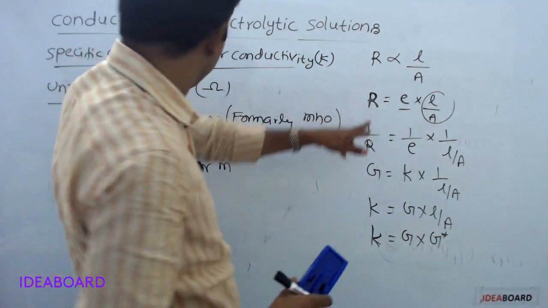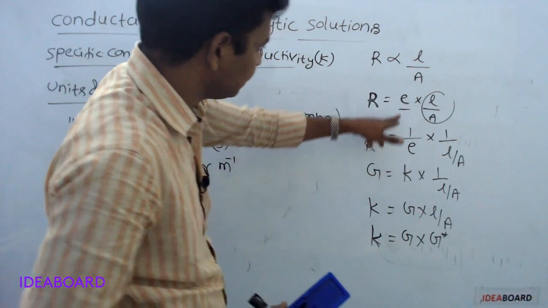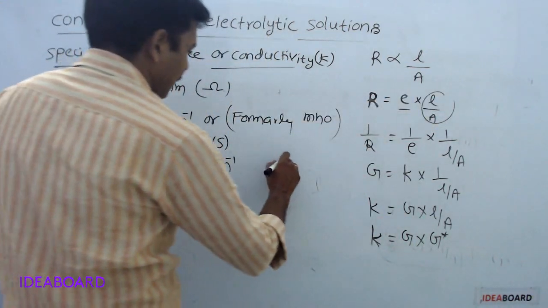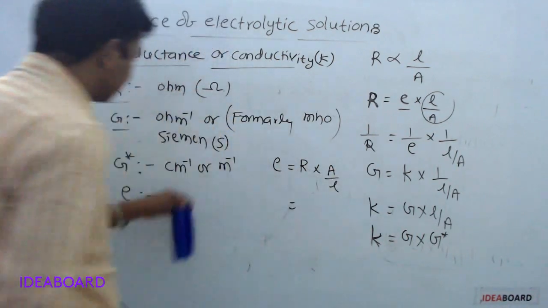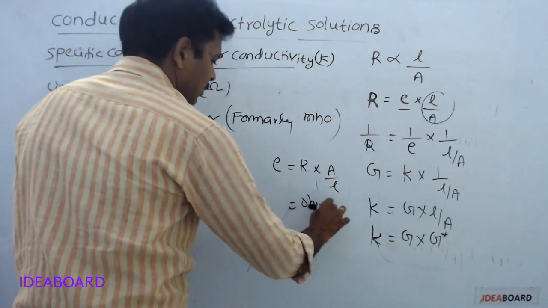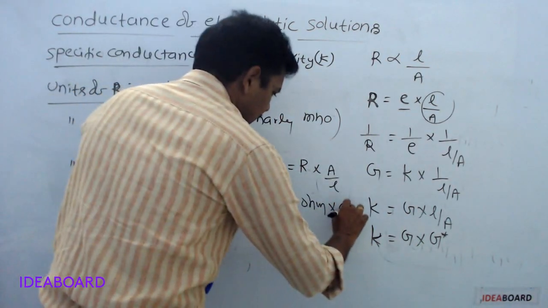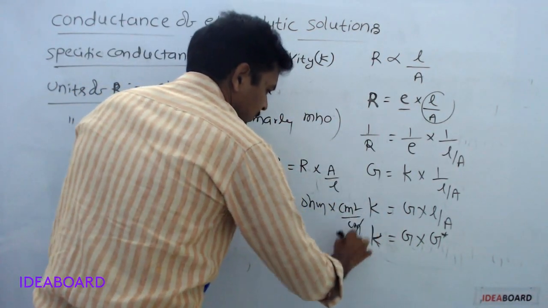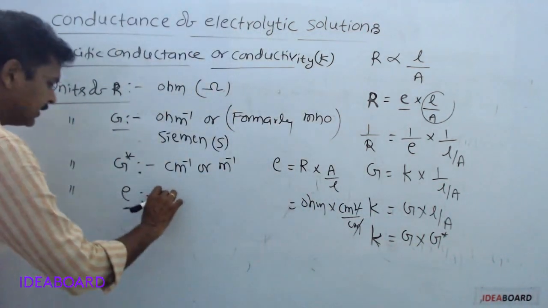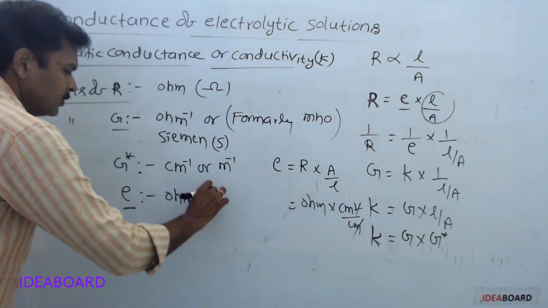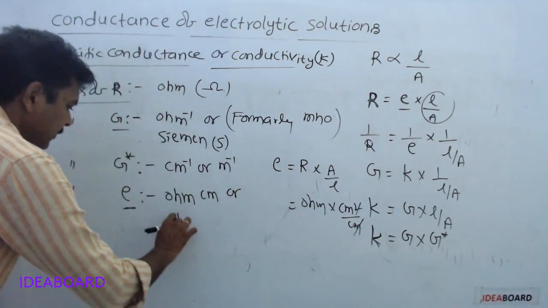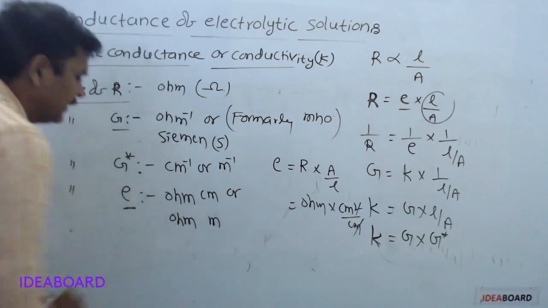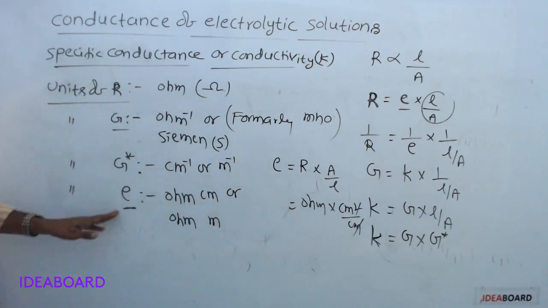Rho is nothing but R into A by L. This rho is equal to R into A by L. Resistance units ohm, into A units centimeter square, by centimeter. One centimeter will get cancelled. Then ohm into centimeter. Or in SI units, ohm into meter. Units of specific resistance: ohm into centimeter or ohm into meter.